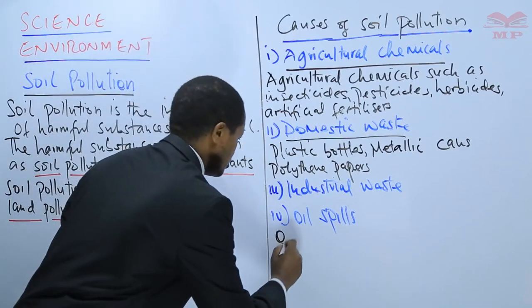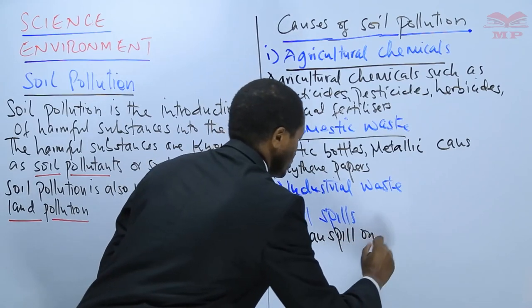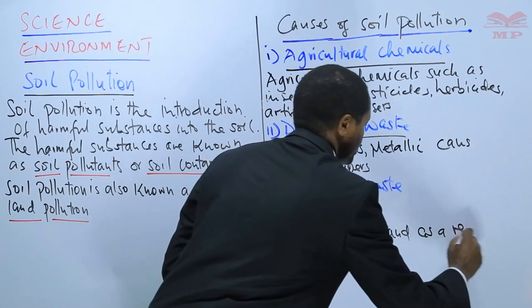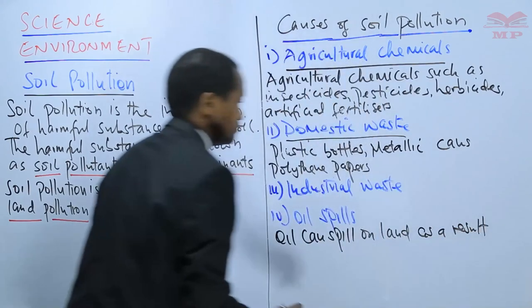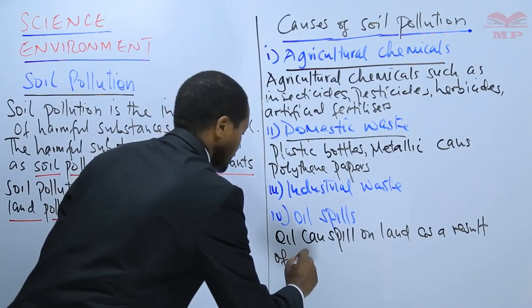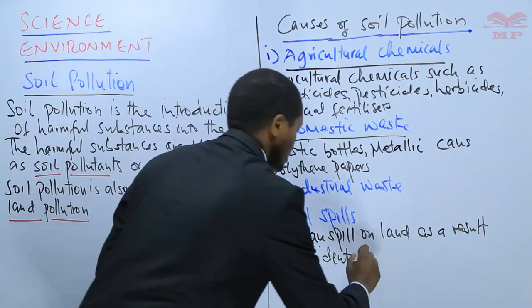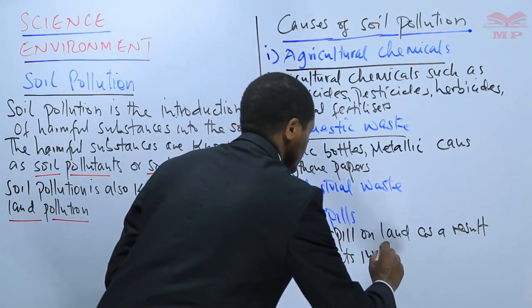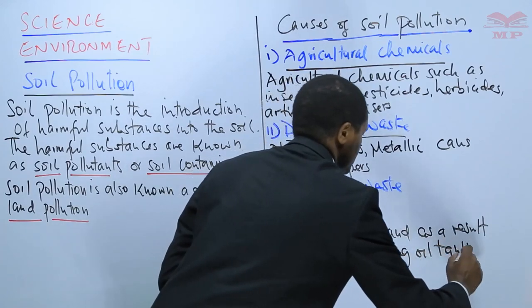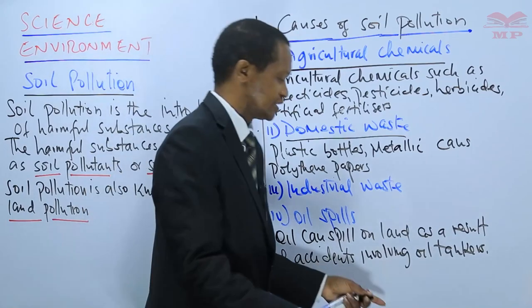Let me write. Oil can spill on land as a result of accidents involving oil tankers. Involving oil tankers.